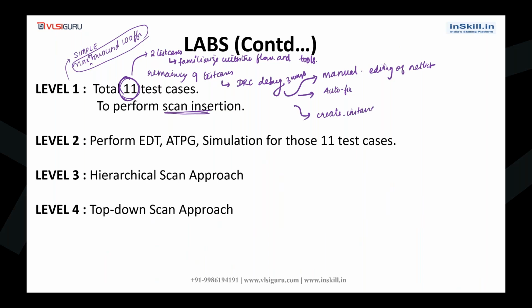create instance, delete connection, create connection. You'll have some set of commands like this with which you can actually fix the DRCs. So these are the three ways you can do the DRC debug: manual editing of the netlist, the auto fix method, or using the commands create instance, delete connection, and create connection. We'll discuss all three methods with which you can debug the DRCs.